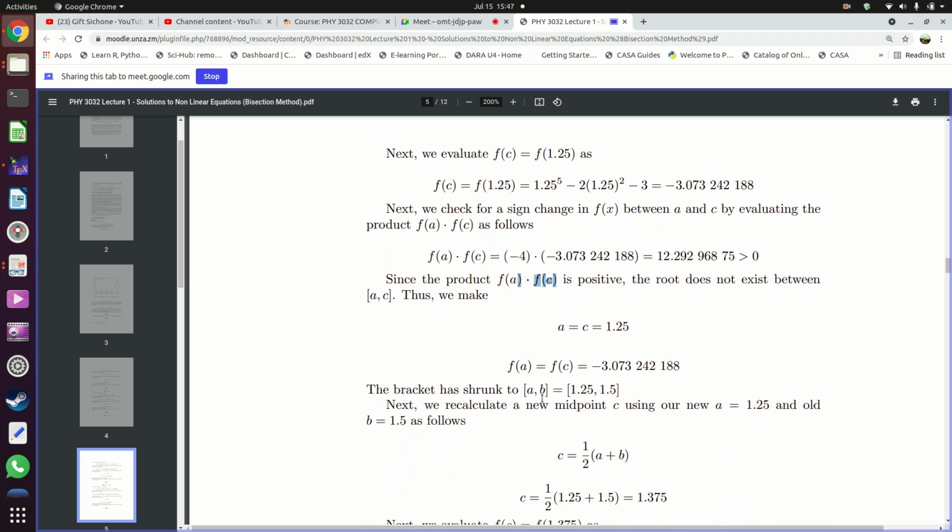Are we clear? Yes, sir. If there is no root between A and C, then you can make your C, which is the midpoint, become A. This C, which is equal to 1.25, you can make it become A. And the value of your function at C, which is equal to minus 3.073, you can make that become f of A. So when you do this, your bracket is going to shrink. Now you're going to have a new A and a new B. Your A is now going to be 1.25 and your B is going to be 1.5.